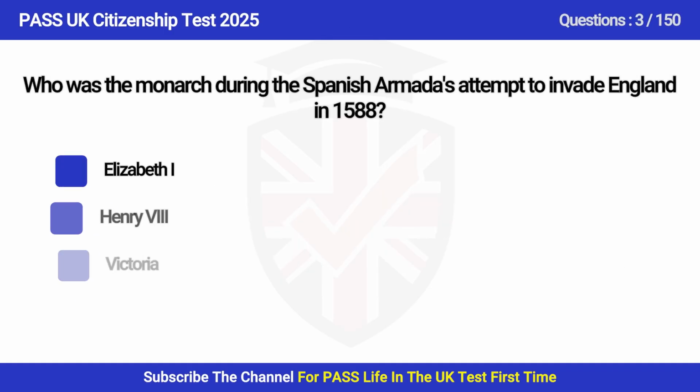Question 3. Who was the monarch during the Spanish Armada's attempt to invade England in 1588? A. Elizabeth I, B. Henry VIII, C. Victoria, D. James I.